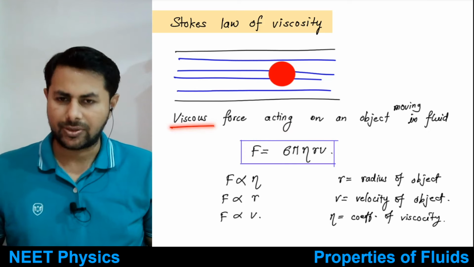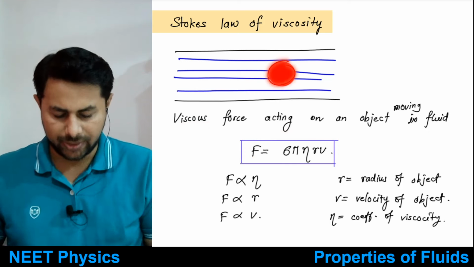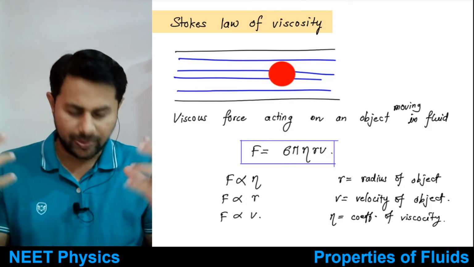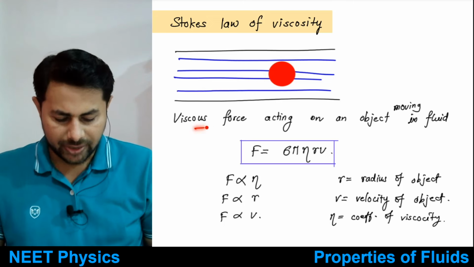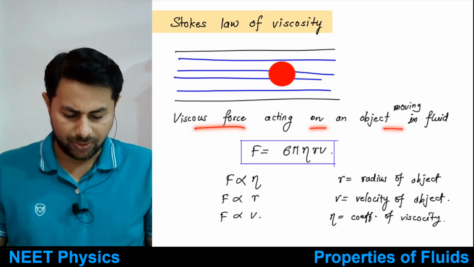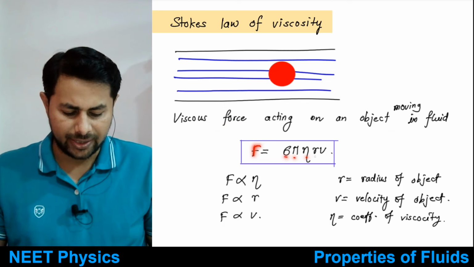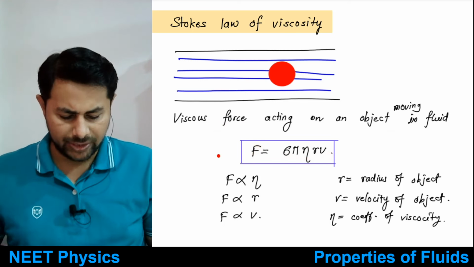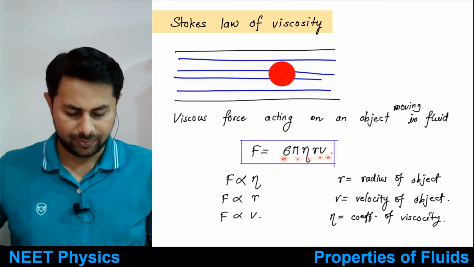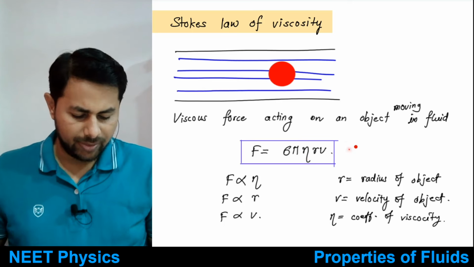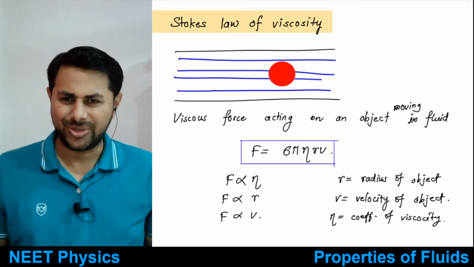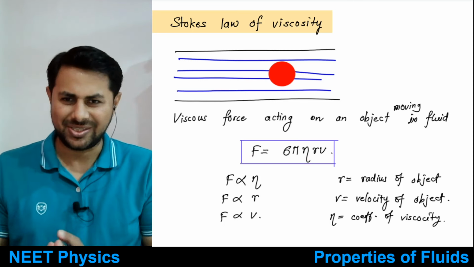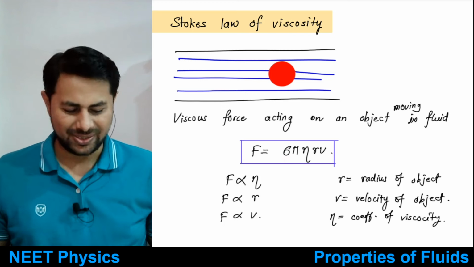Stokes law of viscosity says that suppose you have a spherical object moving through a fluid, then the viscous force acting on that object moving through the fluid, F, is equal to 6 pi eta R V. Now we just need to remember this formula, that it is equal to 6 pi eta R V. This can be partly proved using dimensional analysis, but we will not go into that. Of course, if this equation is there, the dimensions will match, right?